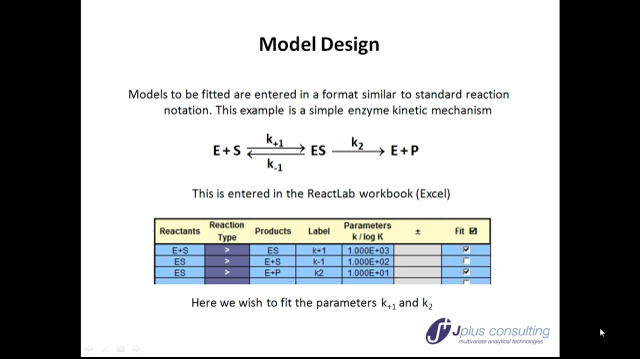ReactLab analysis is model-based. In other words, a reaction model is provided which is believed to represent the underlying chemical mechanism, and this is fitted to the experimental data. Whether the model is appropriate will be reflected in the quality of fit results, and if this is poor, a revision of the model may well be required. The model is defined in symbolic reaction notation in a dedicated panel in a ReactLab Excel worksheet. This simple Michaelis-Menten type enzyme mechanism is entered as shown here.